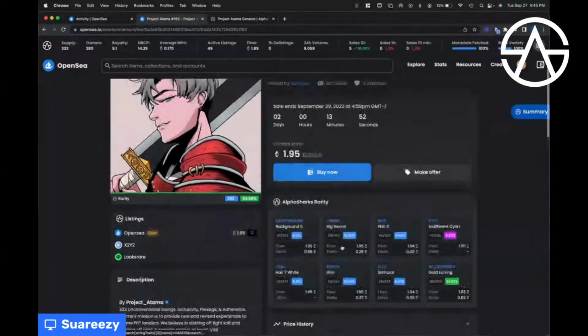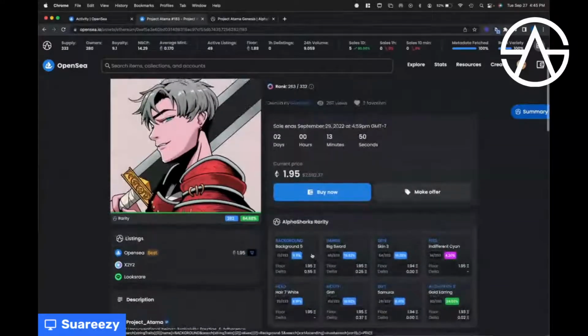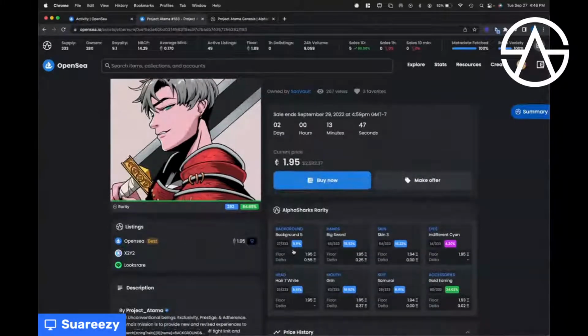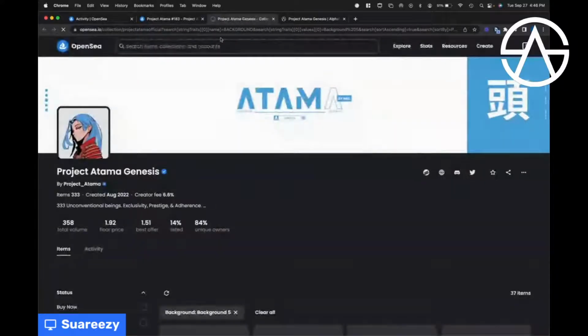Right here. So perfect. So this one right here, we can see that we're actually getting a floor price for background 5 of 1.95, but notice the delta on this one. It's 0.55 ETH, and what that's telling me is that yes, the floor for this particular trait is 1.95, but the next one on that floor is 0.55 above the initial floor that we're looking at. So potential arbitrage at that point. So let's actually click onto that trait.